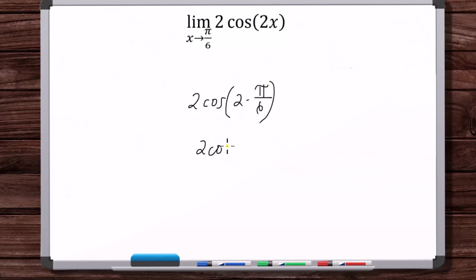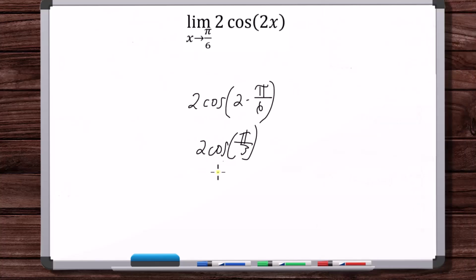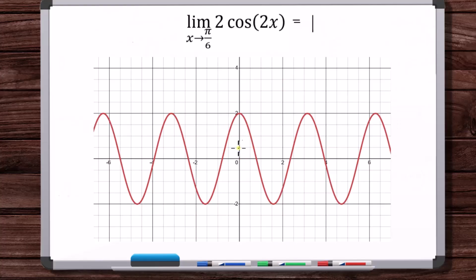So you have 2 cosine of pi over 3, 2 times cosine of pi over 3 is 1. So pi over 6 is right around 0.5, so somewhere around here.